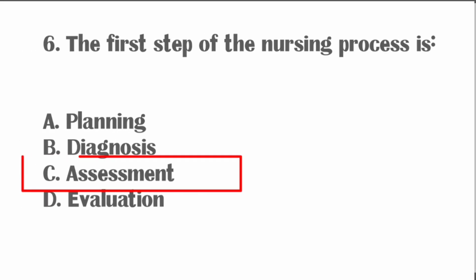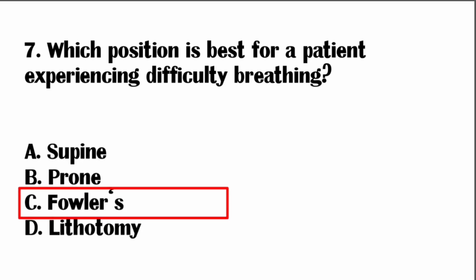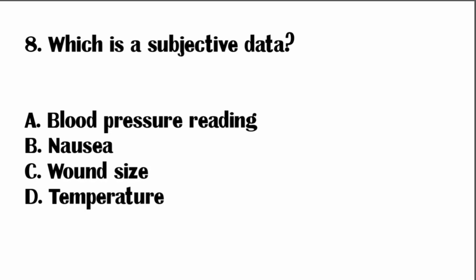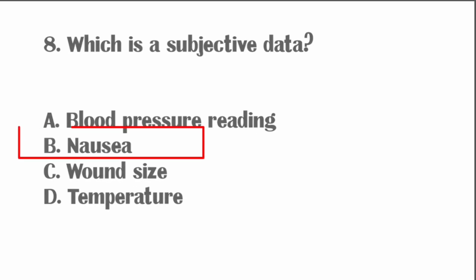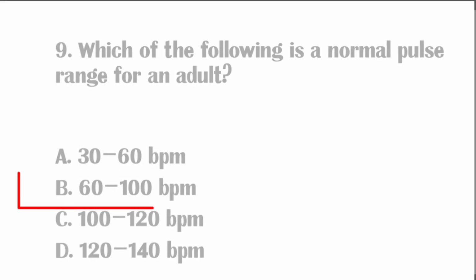Correct answer: assessment. Next question: which position is best for a patient experiencing difficulty breathing? Correct answer: Fowler position. Next question: which is a subjective data? Correct answer: nausea. Next question: which of the following is a normal pulse range for an adult? Correct answer: 60 to 100 beats per minute.